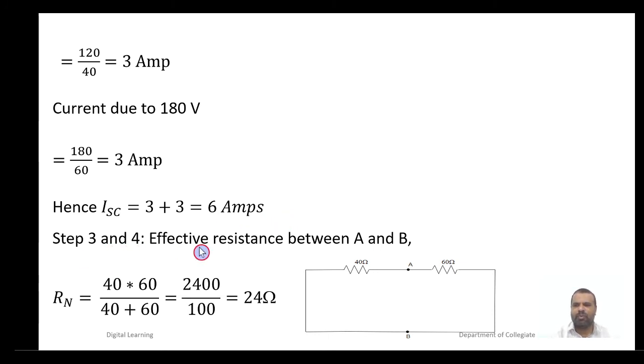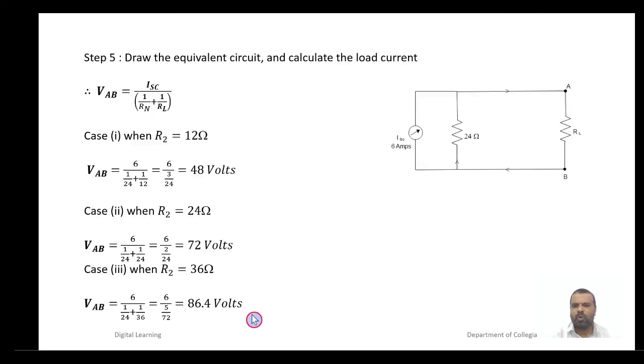Step 3 and 4. Effective resistance between A and B. Remove the EMFs or replace the EMF with the internal resistance. In the given circuit, there is no internal resistance, so we have not connected any internal resistance here. Therefore, Rn is equal to 40 into 60 divided by 40 plus 60. That is equal to 2400 divided by 100. That is equal to 24 ohms.